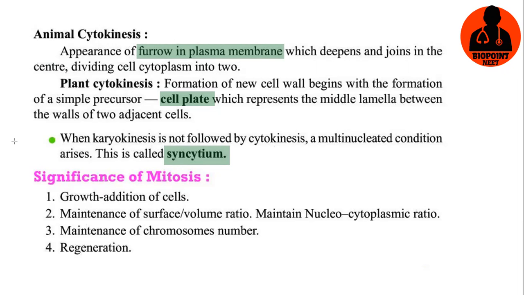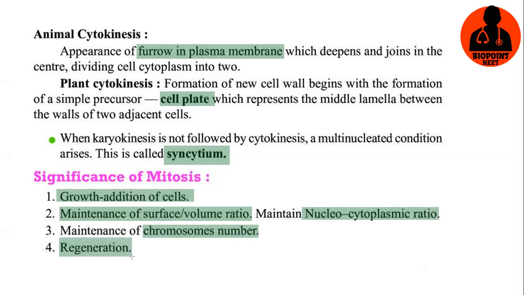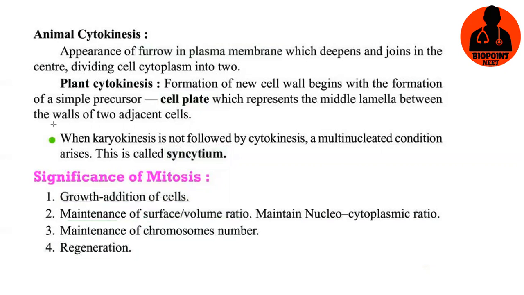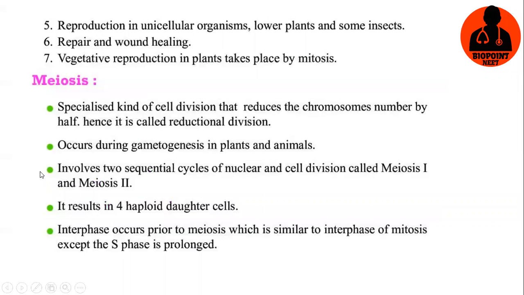And the significance of mitosis is the growth or addition of cells, maintenance of surface volume ratio, maintenance of nucleocytoplasmic ratio, maintenance of chromosomal number, that is the diploid number of chromosomes, and regeneration. This is the significance of mitosis. Is that clear, guys? Give me a thumbs up on the screen if it's perfectly clear.